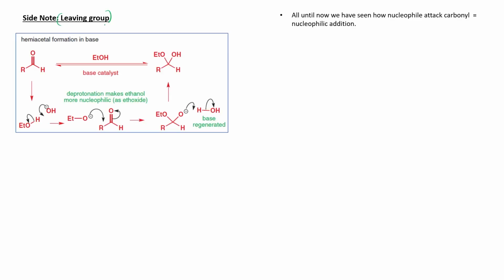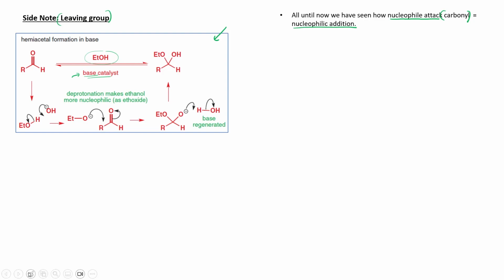Now let's talk about the leaving group. Up until now, what we have seen is how a nucleophile attacks the carbonyl group, and that reaction is called nucleophilic addition. For example, look at this reaction. This is basically hemiacetal formation in base. In the previous slide we used acid, but now we use base. A base catalyst means the formation of hemiacetal will be faster than if we used only ethanol. It's the same thing as the acid case: it makes the product faster.